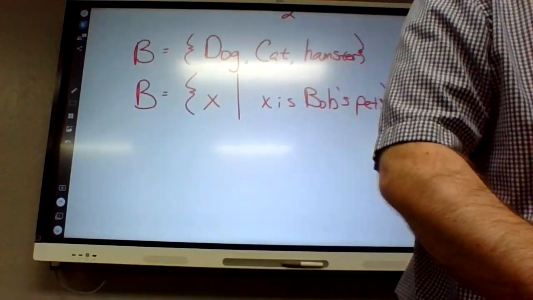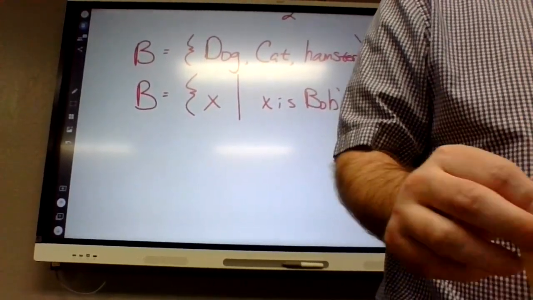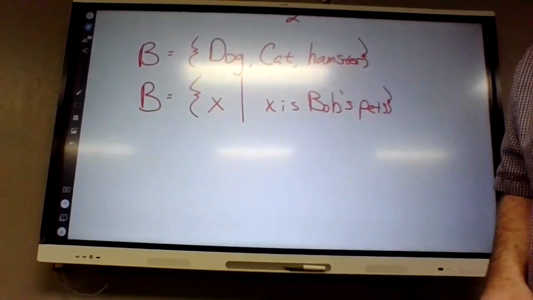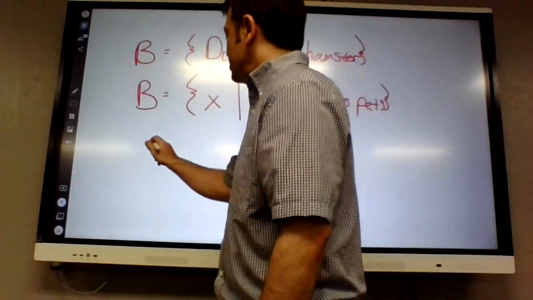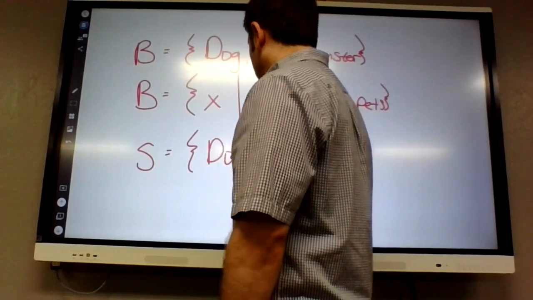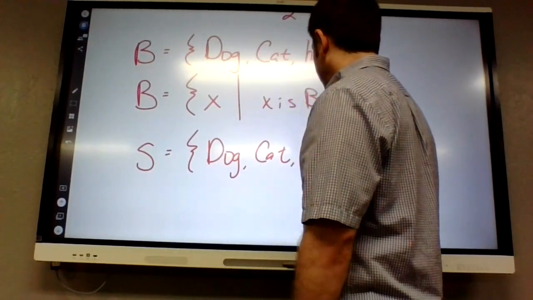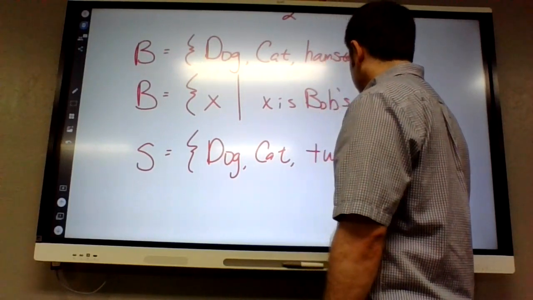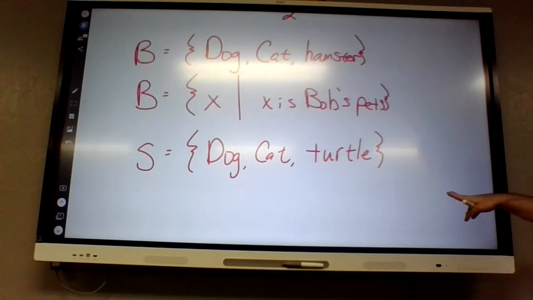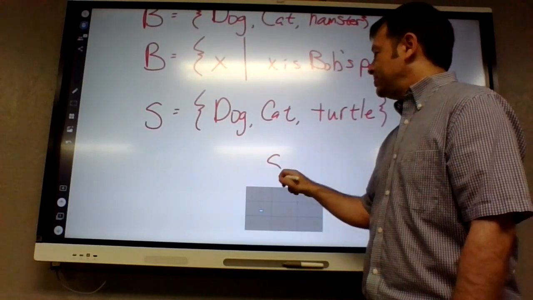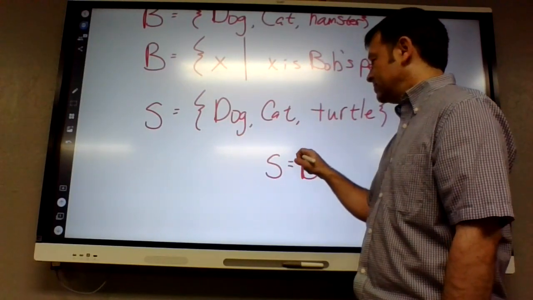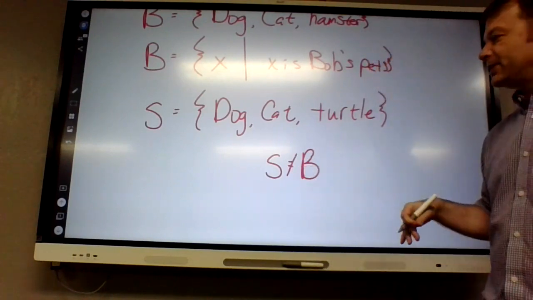Alright, I'm on the wrong page. Problem number 1. Okay, well, let's say that's Bob's pets and Susie's pets are, we'll say she has a dog, a chinchilla, a cat, and a turtle. So those are Susie's pets. Well, in set notation you can use equals. Do you think Susie's pets equals Bob's pets? No. They've got to be exactly the same, just like you'd guess.